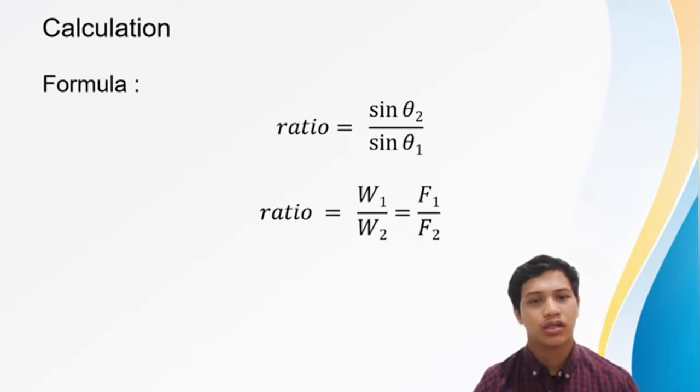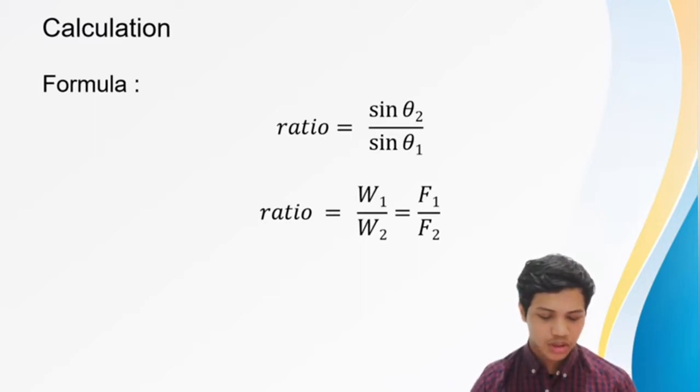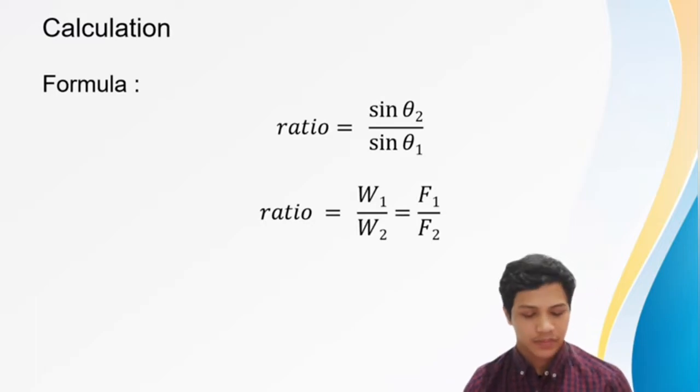So next, for the calculation, we just need to put the data that we get from the experiment into the formula. So we just need to put the angle to get the ratio and the weight. Also to get the ratio.